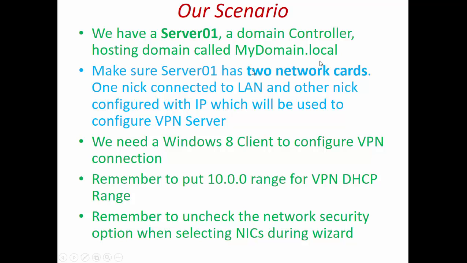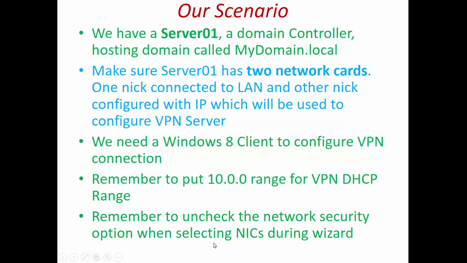So our scenario is Server 1, a domain controller, and we're going to add 2 network cards to Server 1. Then we need a Windows 8 or 7 client, it's up to you, or even a server, it doesn't matter. We're going to use the 10.0.0 range for the VPN DHCP range. We're going to have a second DHCP today, so that's going to be our VPN DHCP. VPN can also have its own DHCP if you want to give separate ranges to clients that are connecting from outside or that are just using the VPN service. So how does it all work? I'm just going to line it up.